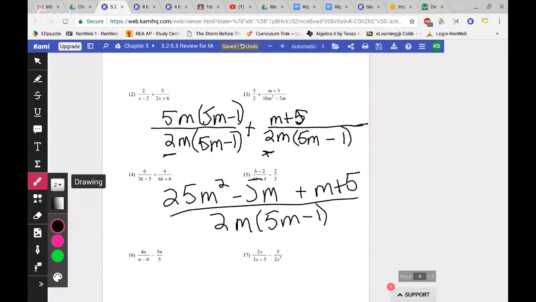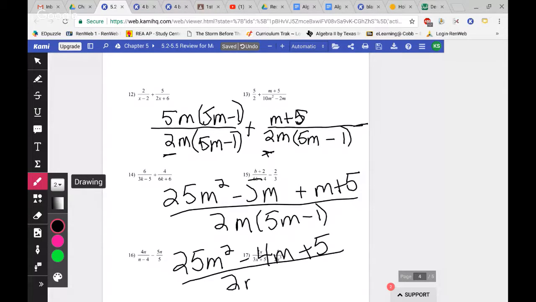And now I want to combine like terms. I have no other m squareds, so I'm just going to bring down my 25m squared. I do, however, have a negative 5m plus m, which gives me a negative 4m, plus 5, all over 2m times 5m minus 1. And that is your final answer.